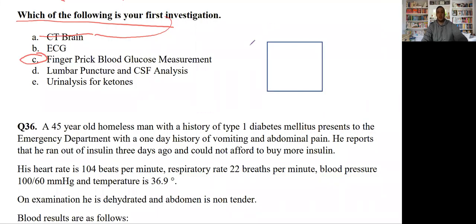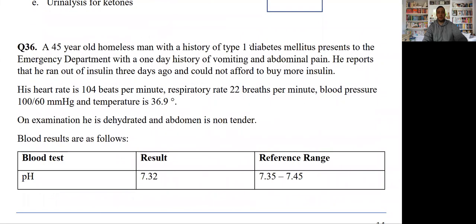So the next, here we have question number 36. A 45-year-old homeless man with a history of type 1 diabetes mellitus presents to the emergency department with a 1 day history of vomiting and abdominal pain. He reports that he ran out of insulin 3 days ago and couldn't afford to buy more insulin.